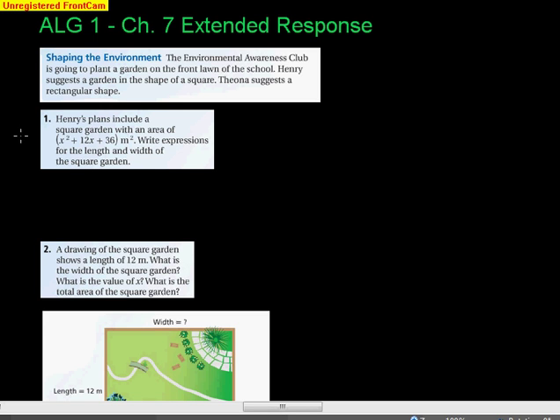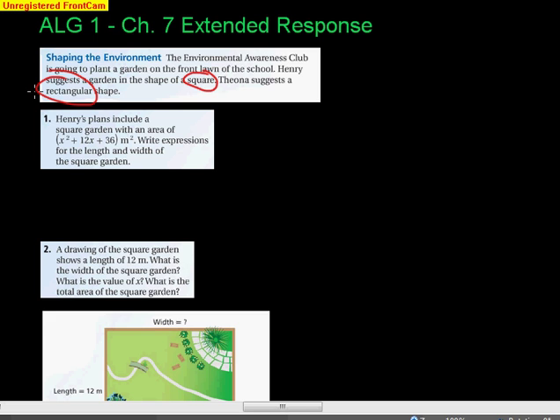It says the Environmental Awareness Club is going to plant a garden on the front lawn of the school. Henry suggests a garden in the shape of a square. Theona suggests a rectangular shape. So I'm going to circle those two. Square and rectangle. That's going to be our overall theme of the day. Area of a square and rectangle.